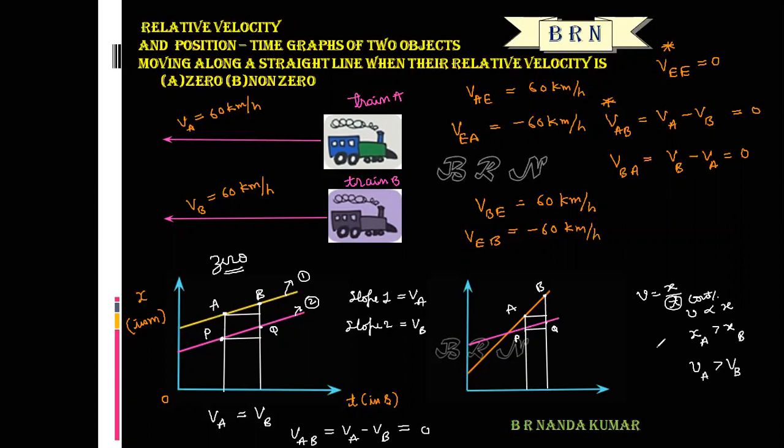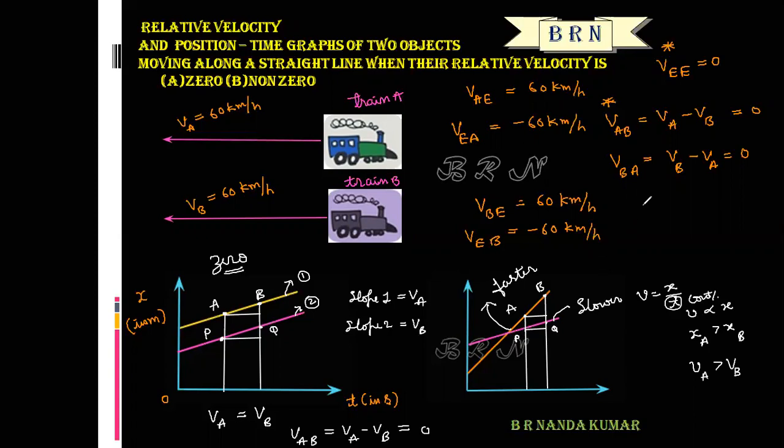So this clearly shows object A is actually the faster object, and this one is the slower object. Is it not? So this is the faster object. So this one is the slower object, and the point of intersection shows object A overtakes object B exactly at this location. At this location, object A overtakes object B.